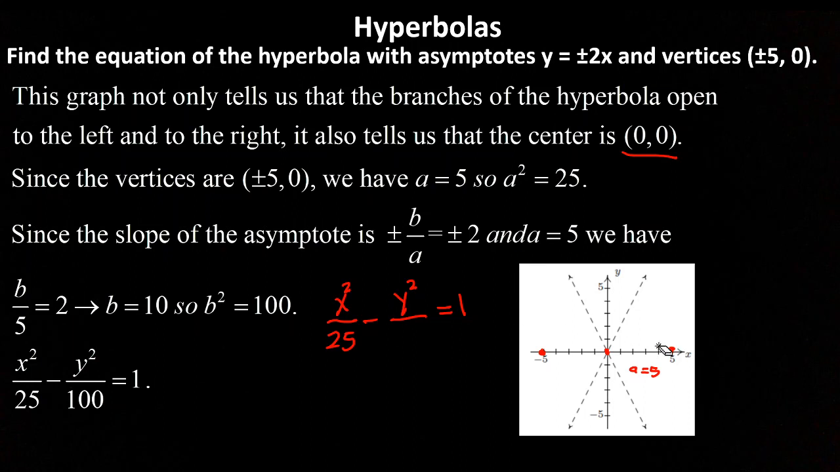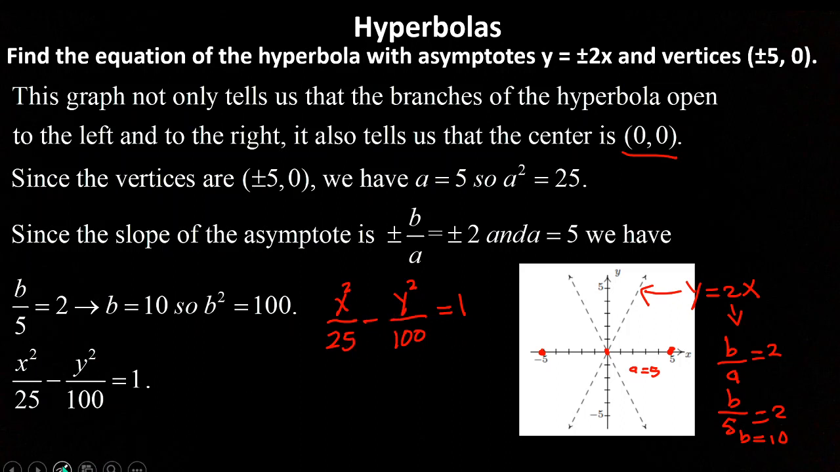Now, what is b? We are not given b, but we are given the equation of these, right? The equation of that is y equals 2x. And we know that 2 right there is b over a, right? Now, if we know b over a is 2, and we know that a is 5, so b has to be what? B has to be 10, right? All right, if b is 10, then this is 100, and we are done. We didn't have to graph it, we just had to find the equation, and we did, right?